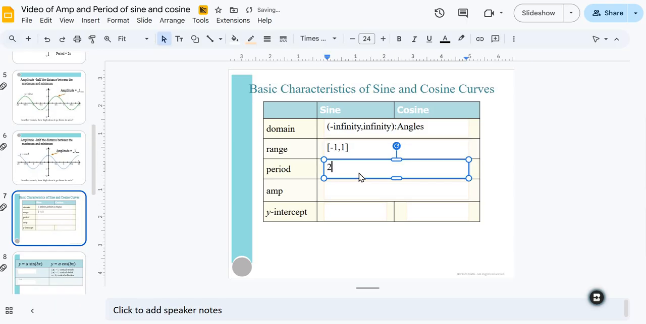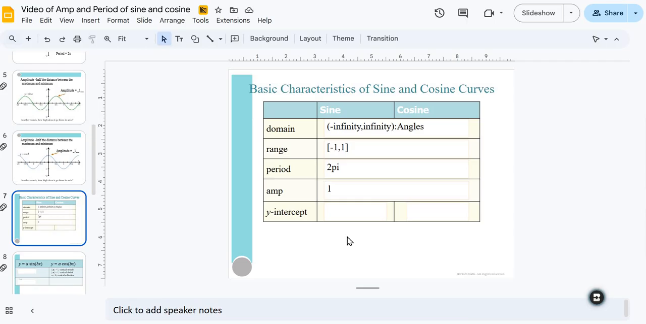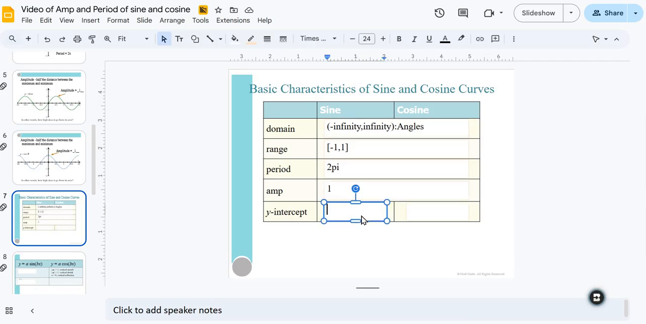Again, like last time, we talked about that our period is 2 pi. We've now talked about that our amplitude is 1 for both of these graphs. And then the last one is a little bit different because for our sine at our y-axis, we are looking at 0, 0. We're starting at an x-intercept, whereas for cosine, remember that we are starting up at 1.